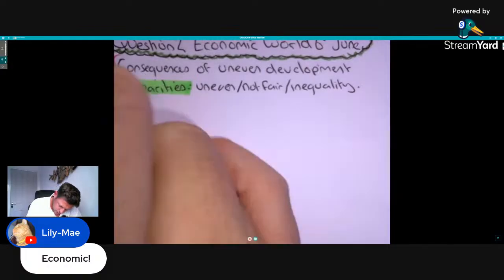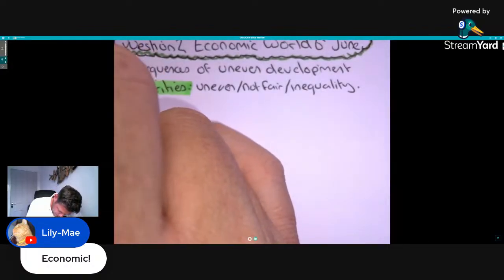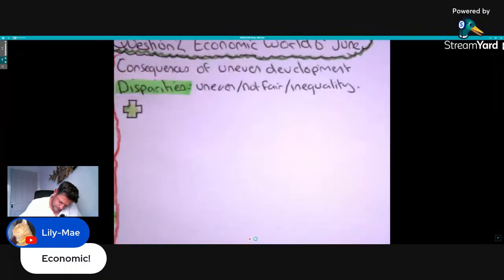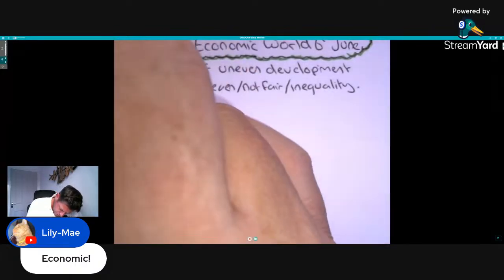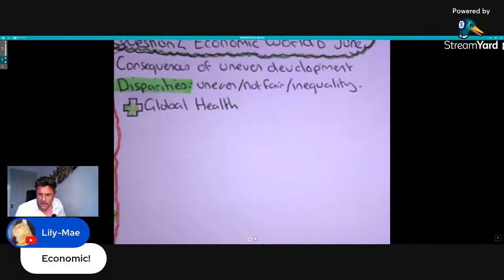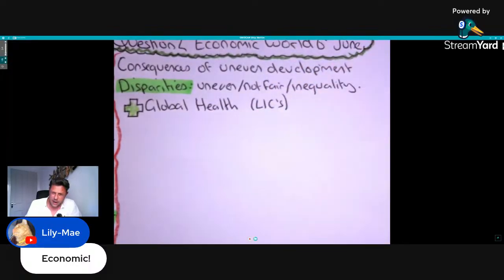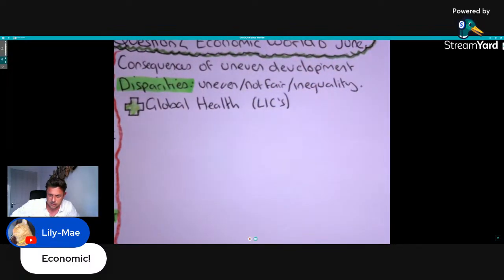We're going to talk about quality healthcare. So here's my little green cross. Give it a colour in just to have a little brain break. So global health matters. I just want to make a few points about global health because I feel that this might come up: the unevenness or unfairness in global health. We're going to focus particularly on low-income countries and their healthcare issues in this section.